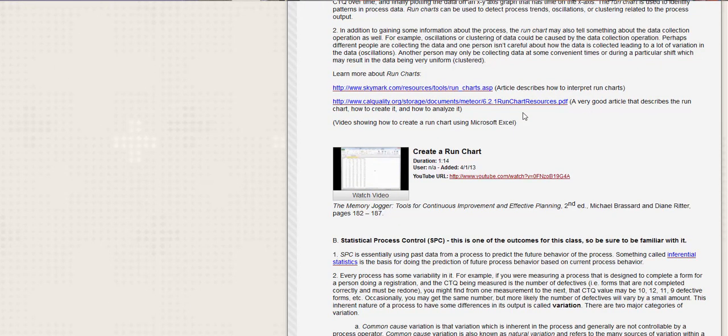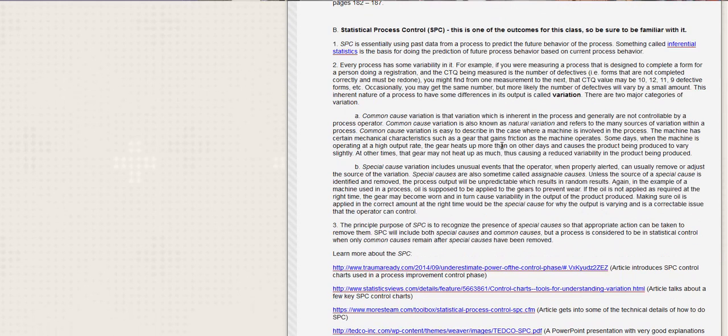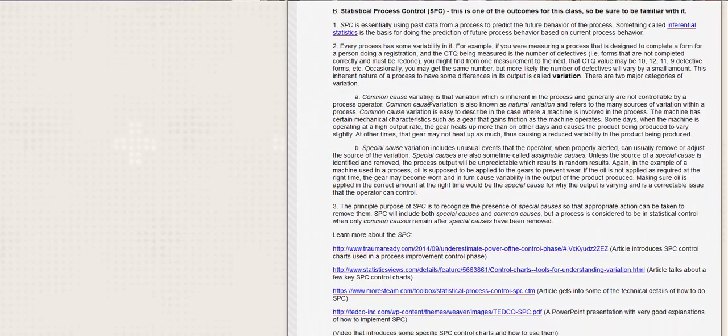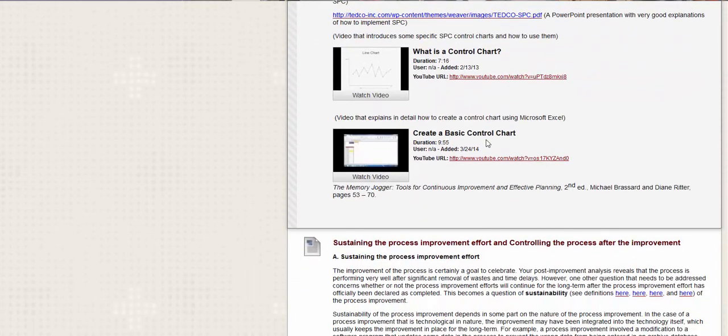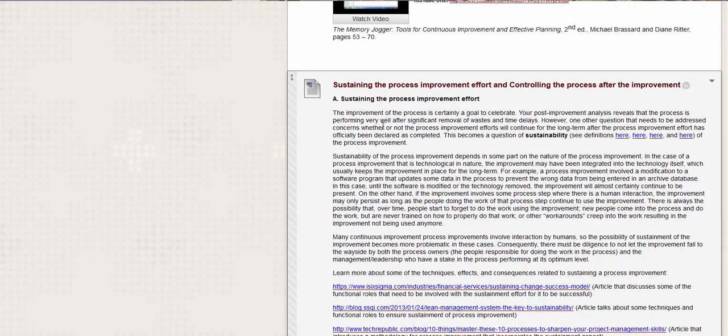The optional textbook is literally a little bit of information about many charts. So it's not like it's a textbook with assignments and quizzes and things like that. So this information is really very useful. So statistical process control is one of the outcomes for this class. So make sure that you read exactly how that is and does it apply to your final project. What is a control chart? Create a basic control chart. Sustaining the process improvement effort.